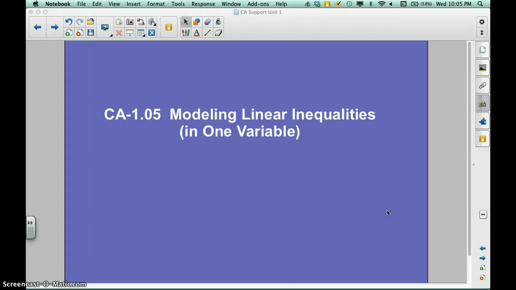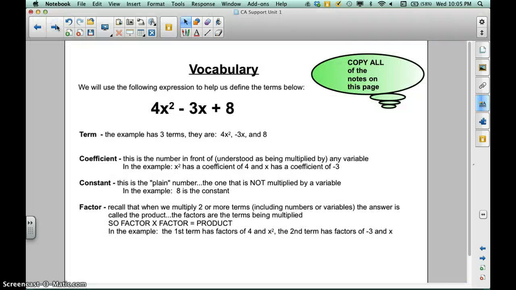This video is on modeling linear inequalities in one variable. First, we need to go over some vocabulary. You should copy all of this on this page, so you may have to pause the video once I'm done explaining everything. We're going to use the following expression to help us define the terms below.